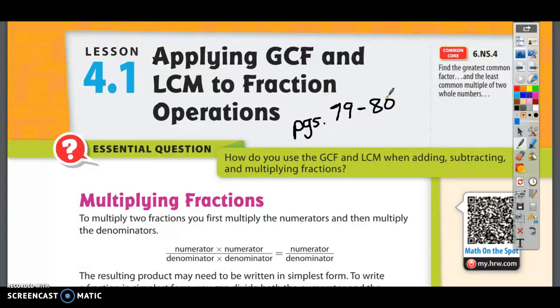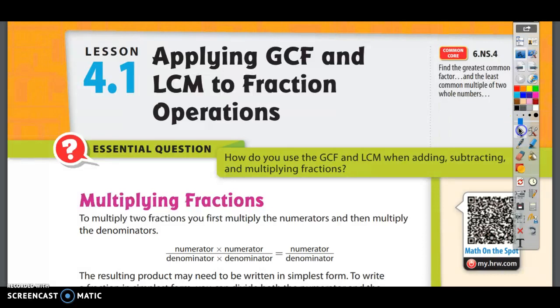Okay? So we're going to multiply fractions here. That's basically what we're going to do. We're going to multiply fractions, and we're going to read on how to do it. I'm going to talk a little bit about it. I'm going to show you the examples at the bottom, even though they're already in the book. And then we're going to try 6 problems on the very next page. So let's check this out.